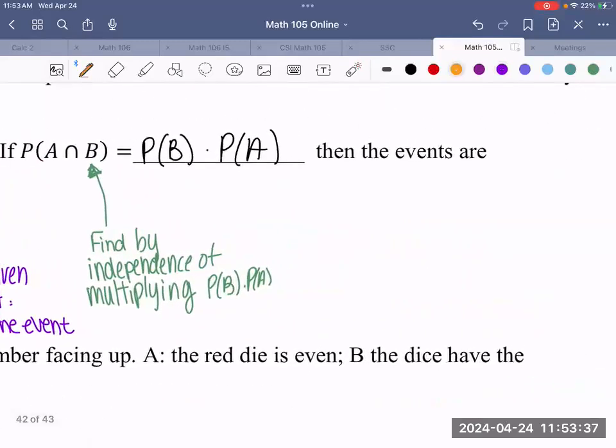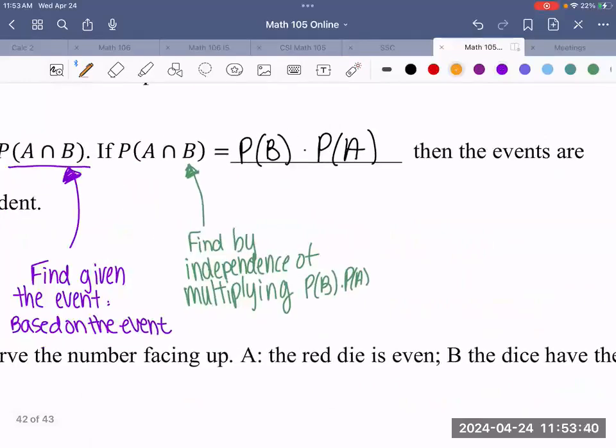Now, if these are the same number, then independent.